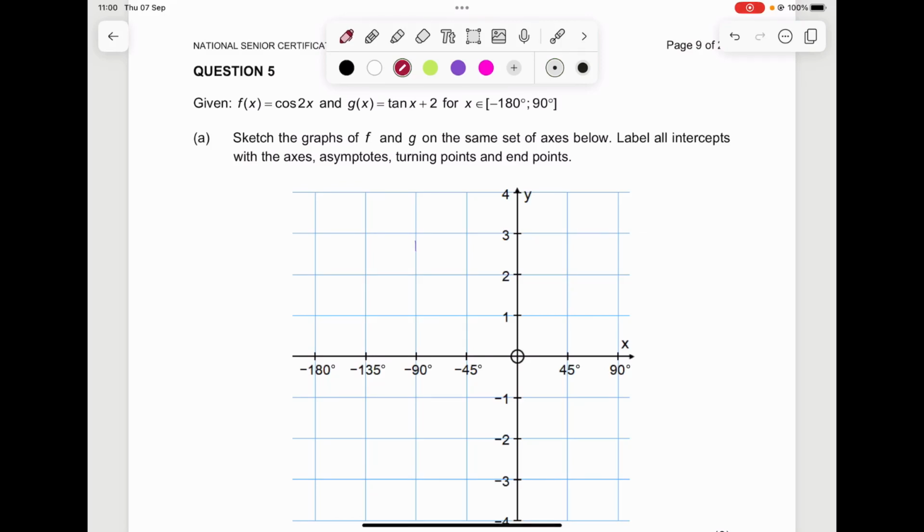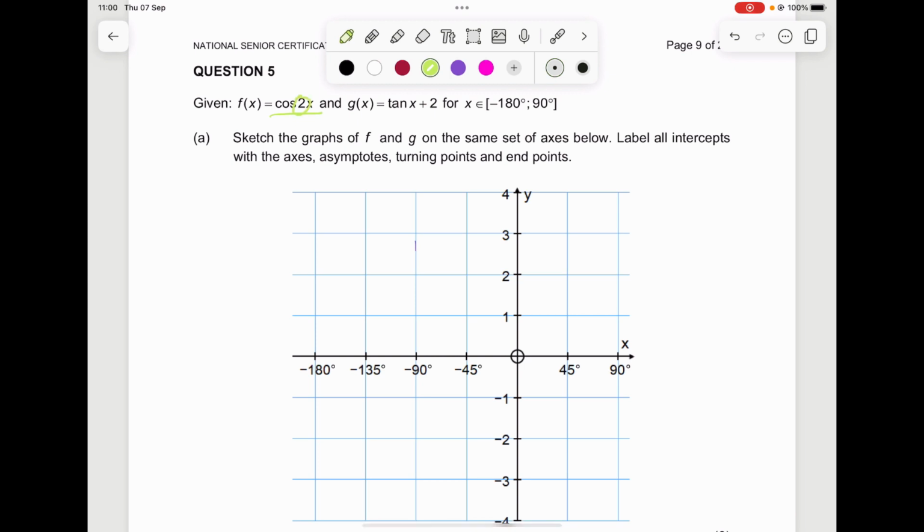Okay, question 5. Given that f of x is equal to cos 2x and g of x is equal to tan x plus 2, for x is an element of negative 180 and 90. Sketch the graphs of f and g on the same set of axes below. Label all intercepts with the axes, asymptotes, turning points, and endpoints. Okay, so I'm going to draw this in green.